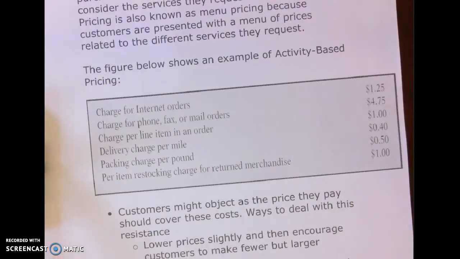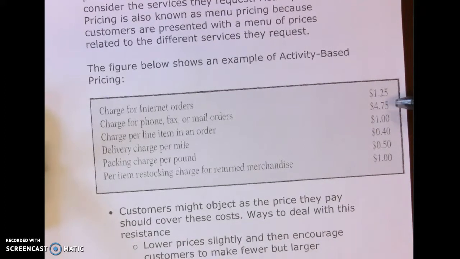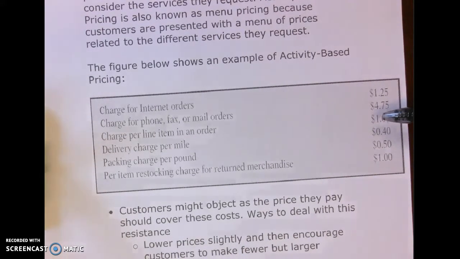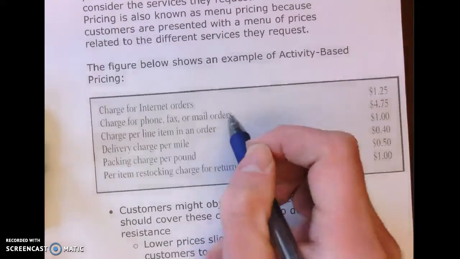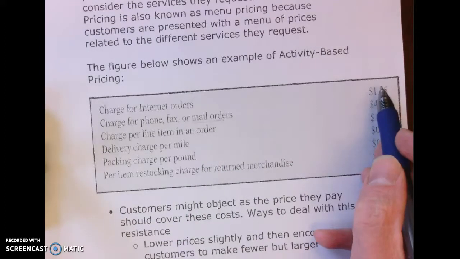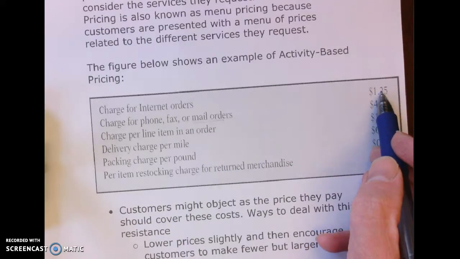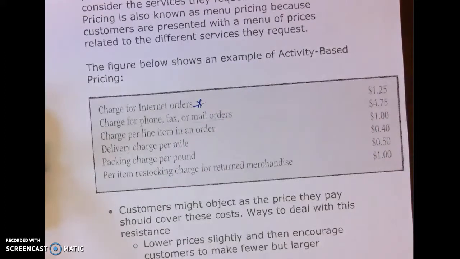So we looked over here and we looked at this example. The figure below shows an example of activity-based pricing. We have a charge for internet orders of $1.25, charge for phone, fax, or mail orders of $4.75. We have a charge per line item per order of $1. We have a delivery charge. Okay, so what we're going to start to do, you look over here, if customers mail in orders, we're going to charge them $4.75, versus if they place them over the internet, we're only going to charge them $1.25. So we're trying to incentivize customers to go this route, presumably because it's more automated and therefore cheaper.